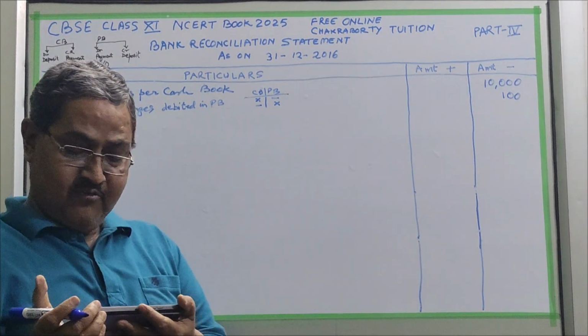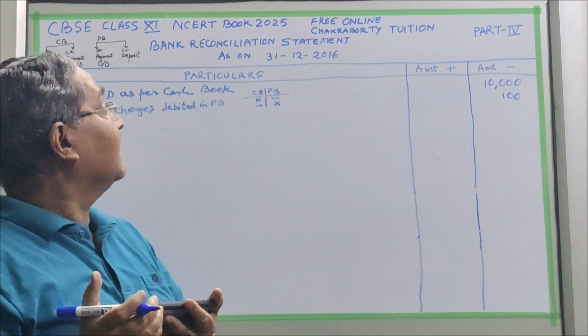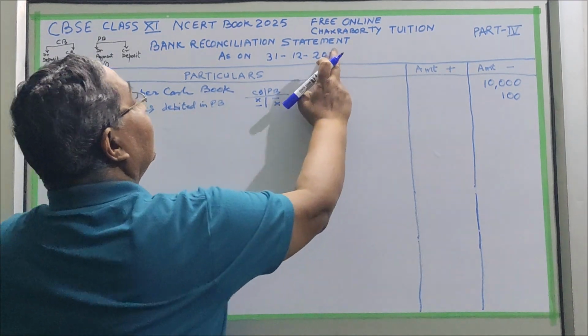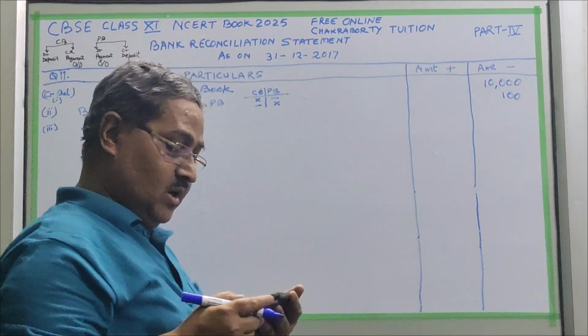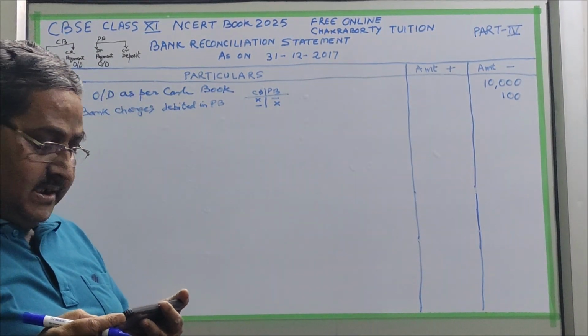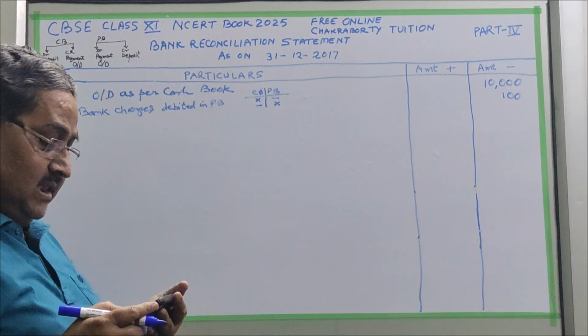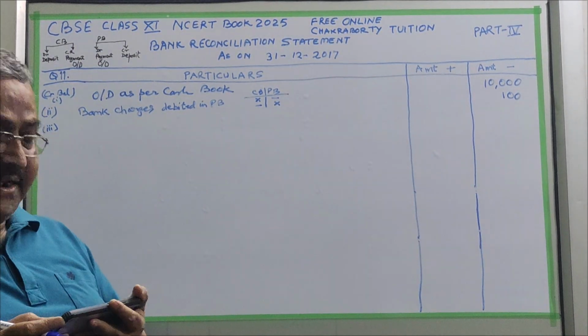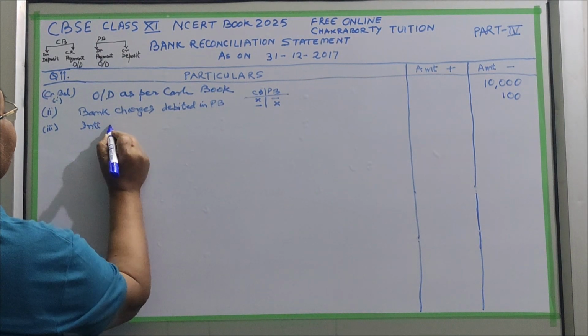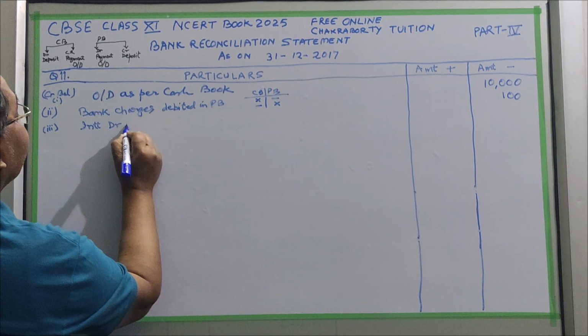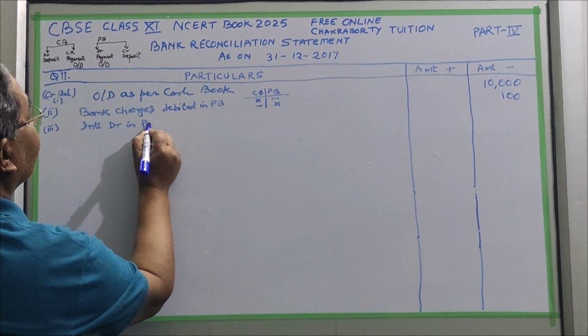Then the third question: interest on overdraft for 6 months ending December 31, 2017. Now it is a statement as on 31 December 2017, interest on overdraft for 6 months ending, debited in passbook.